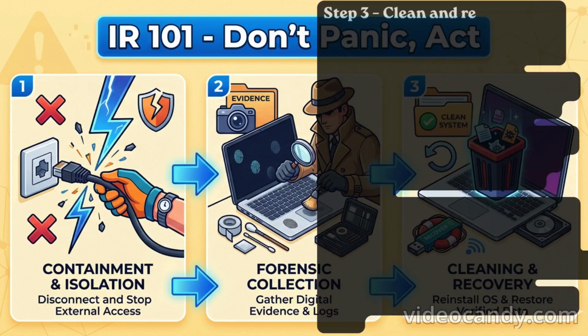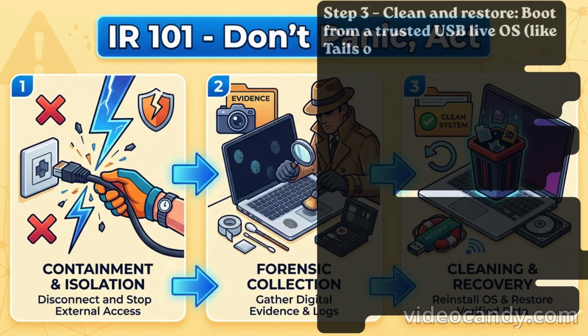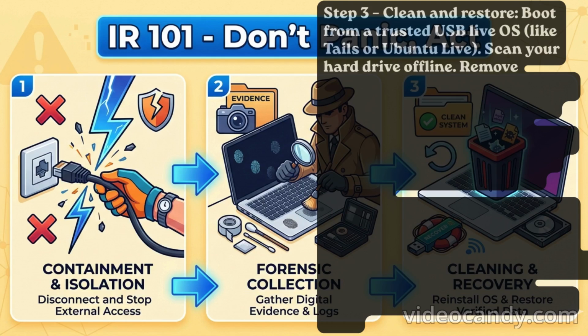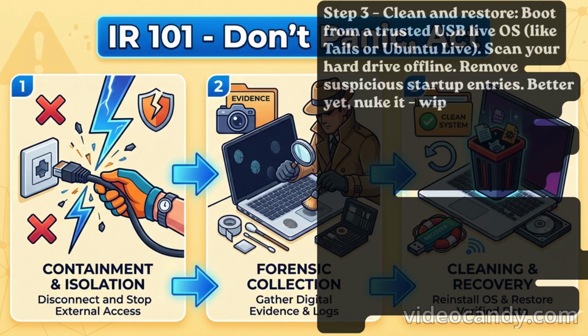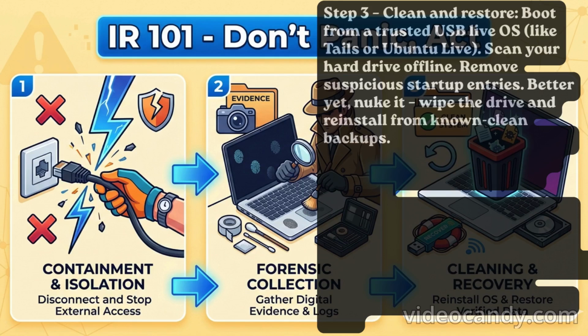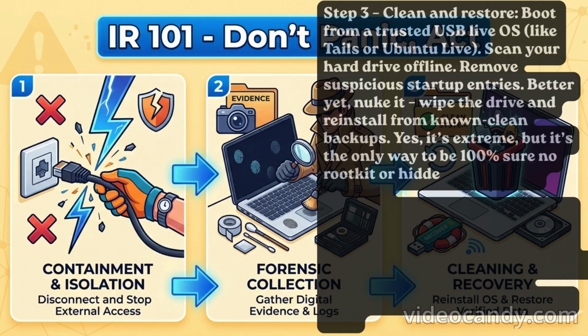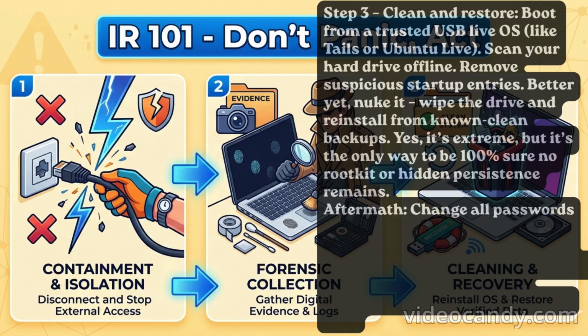Step 3, clean and restore. Boot from a trusted USB live OS like Tails or Ubuntu Live. Scan your hard drive offline. Remove suspicious backups or startup entries. Better yet, nuke it: wipe the drive and reinstall from a clean backup. Yes, it's extreme, but it's the only way to be 100% sure no rootkit or hidden persistence remains.